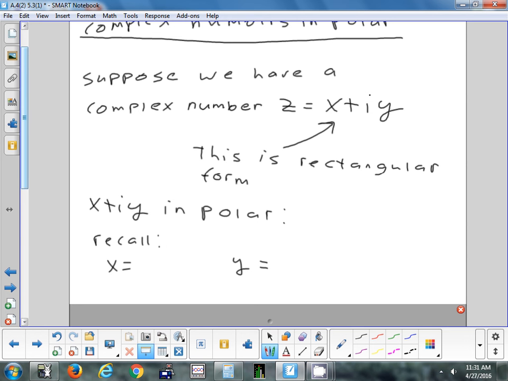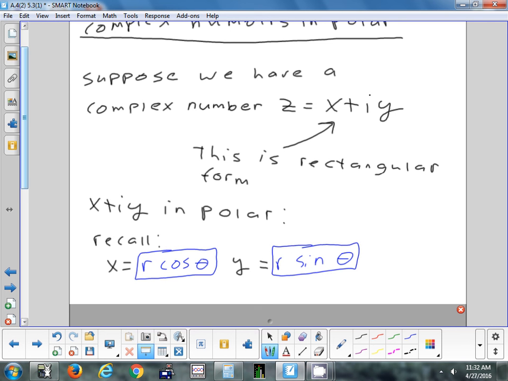This would be under converting rectangular to polar. Melissa? Cosine theta. And what comes first? You said cosine theta, and there's something in front of that. R. Good. x is r cosine theta. And can somebody else give me y? Stephen? R sine theta. R sine theta. Perfect.